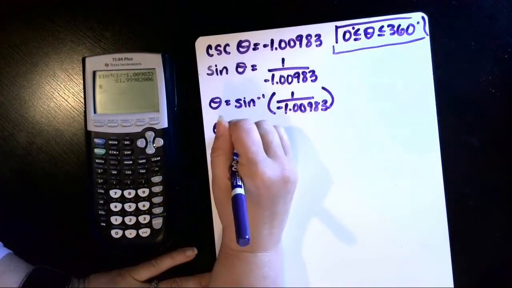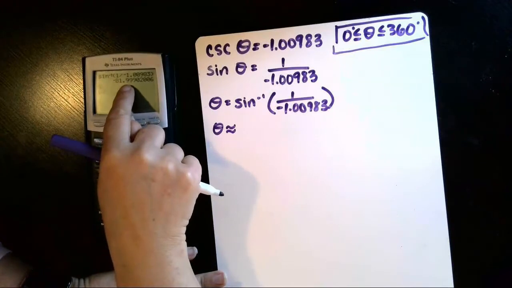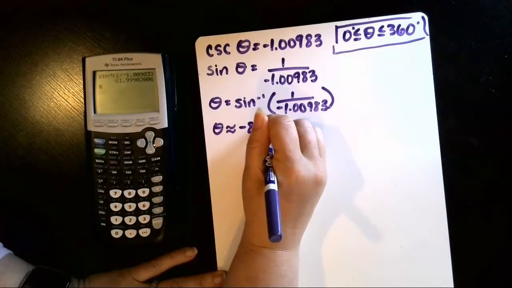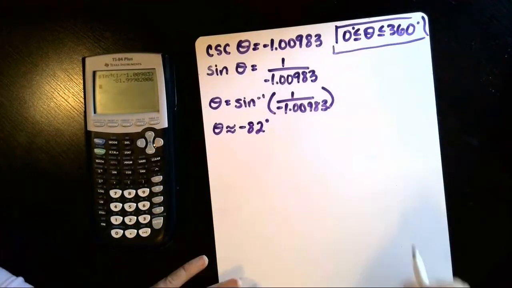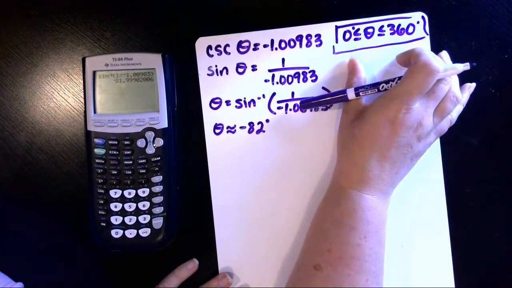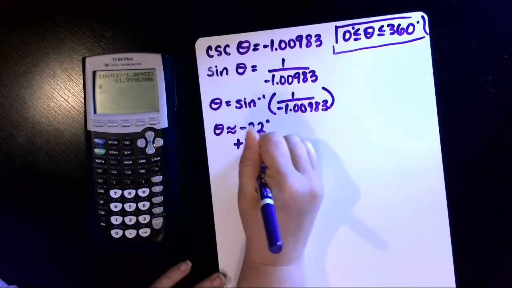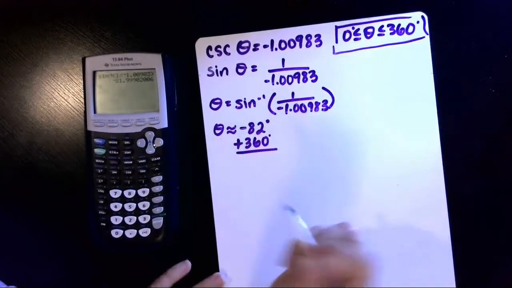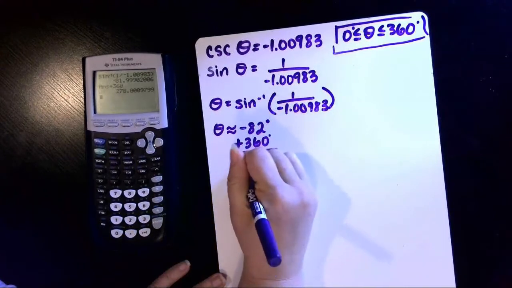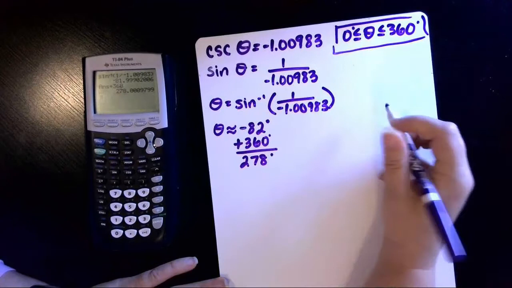And we're going to round that to 2 decimal places. So negative 81.999, right? That's going to round to negative 82 degrees. And negative 82 degrees is not in the given range. It's not between 0 and 360. So we're going to add 360, one lap around the circle, to find a positive coterminal angle. So plus 360 gets us 278 degrees. And that would be our first solution.